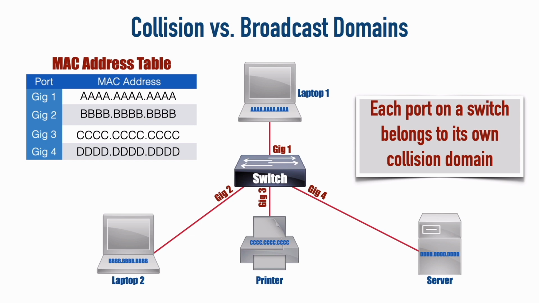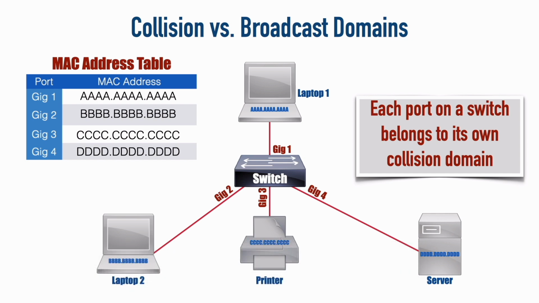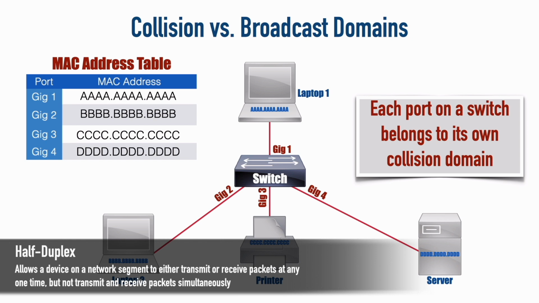As a benefit, besides more traffic simultaneously on the network, we can run these devices in full duplex mode, where we can transmit and receive simultaneously. If we're using a hub, we can only use half duplex mode, where we can transmit or receive at any one time, but not at the same time.